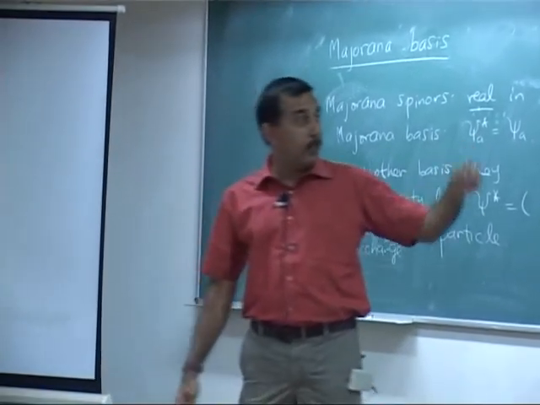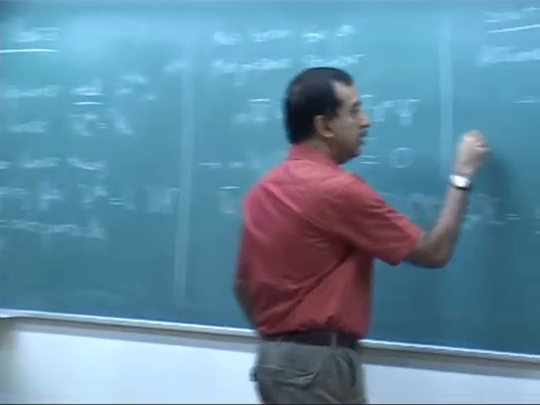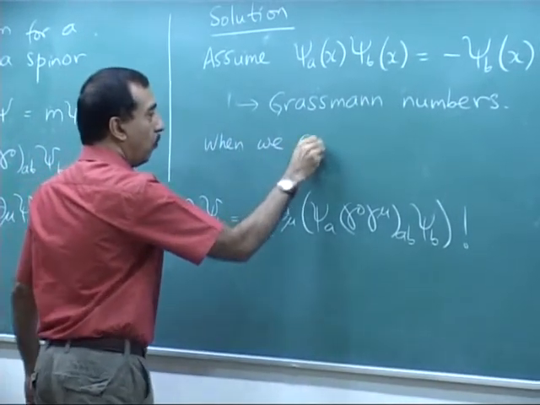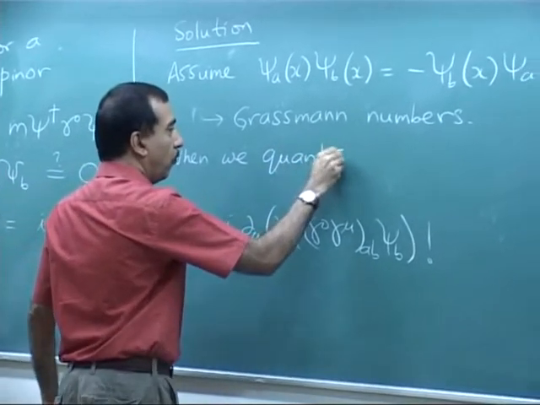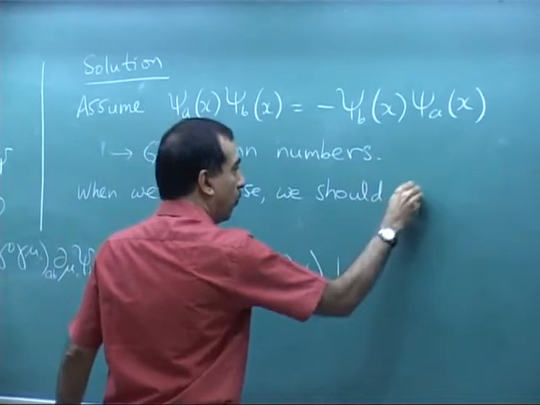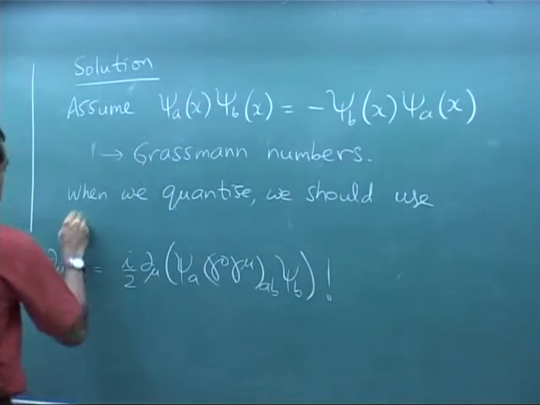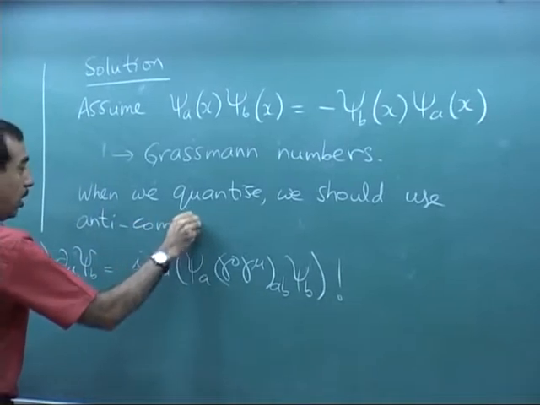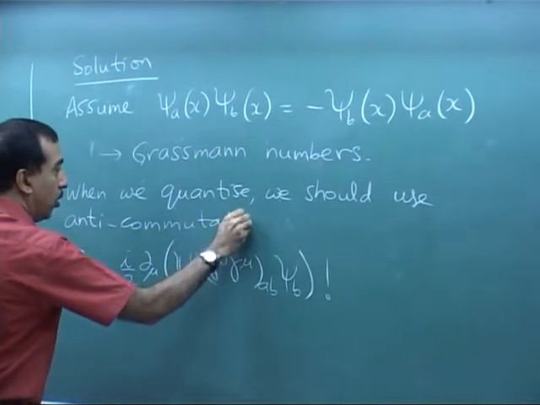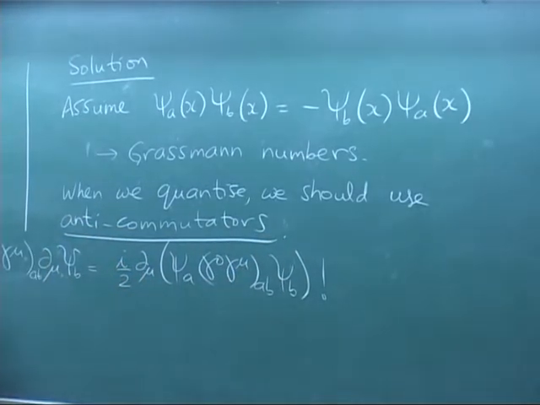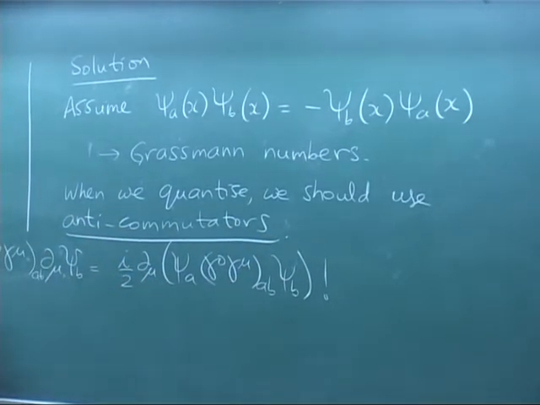And from the operator point of view, this says that when we quantize, we should use anti-commutators, because after all, the quantum bracket, whatever it is, should have a classical limit. I can always put h bar going effectively to 0.